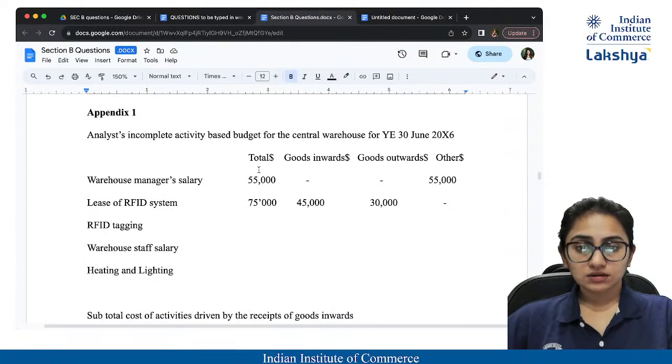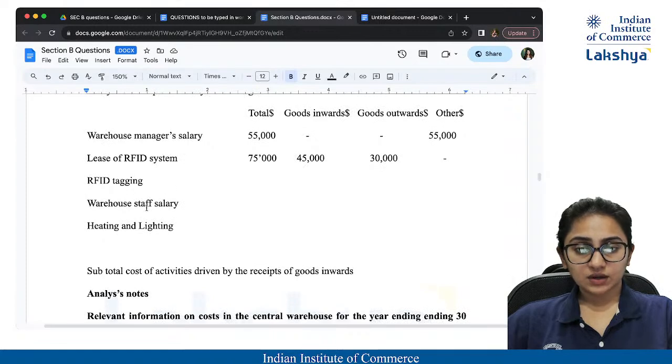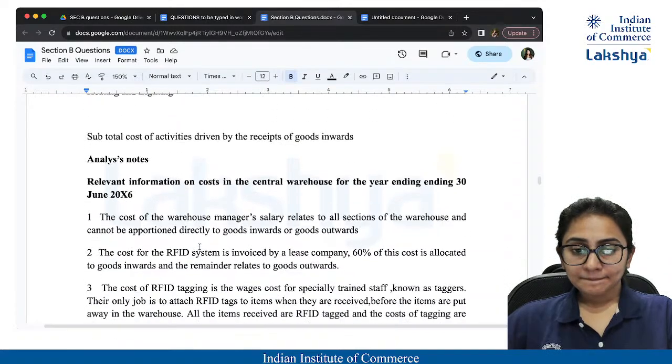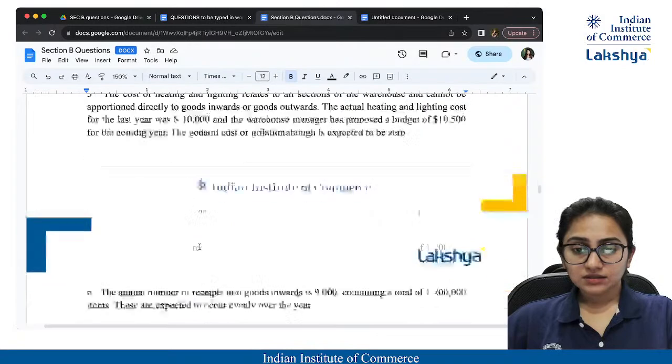This is the Appendix 1, which has total goods inward, goods outward and others, warehouse manager's salary, lease of RFID system, RFID tagging, warehouse staff salary and heating and lighting. These are the things that are given.